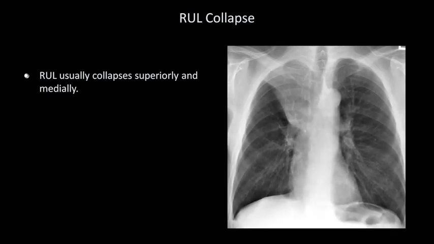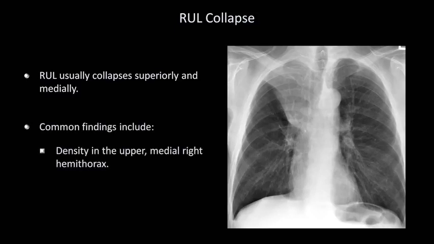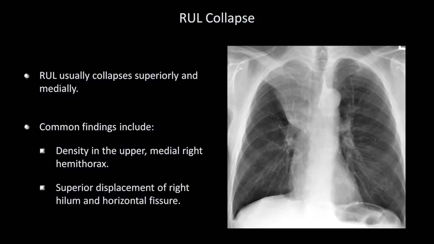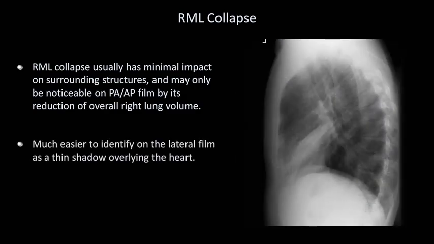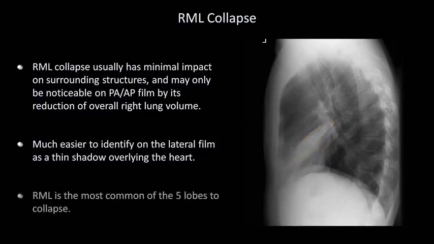The right upper lobe usually collapses superiorly and medially. Common findings include a density in the upper medial right hemithorax, and superior displacement of the right hilum and horizontal fissure. Right middle lobe collapse usually has minimal impact on surrounding structures and may only be noticeable on a PA or AP film by its reduction of overall right lung volume. It's much easier to identify on the lateral film as a thin shadow overlying the heart. The right middle lobe is the most common of the 5 lobes to collapse.